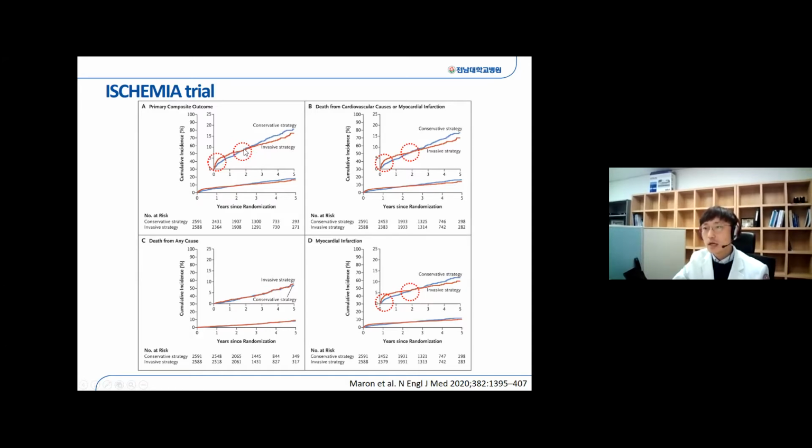the curve of the invasive strategy group comes lower than the curve from the conservative strategy group, and probably in the long-term follow-up, the result may be very remarkable, showing significantly better outcome for invasive strategy. Hopefully, of course.